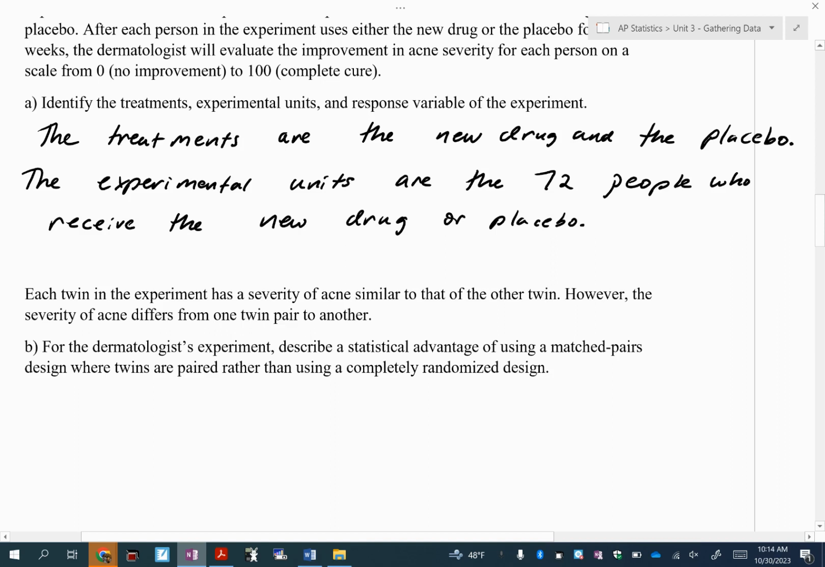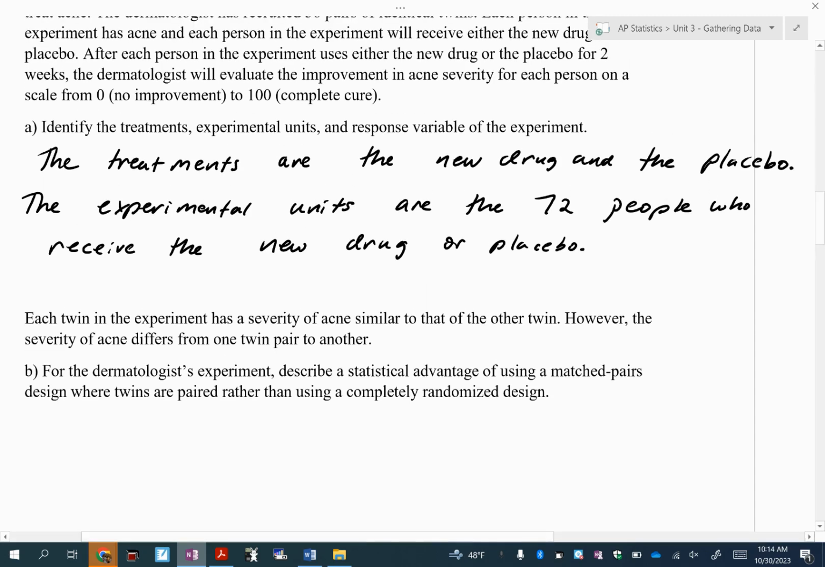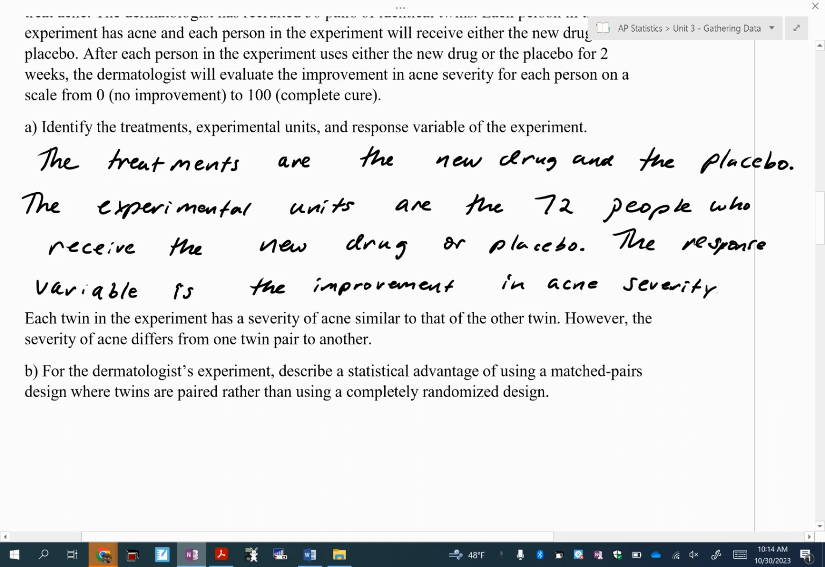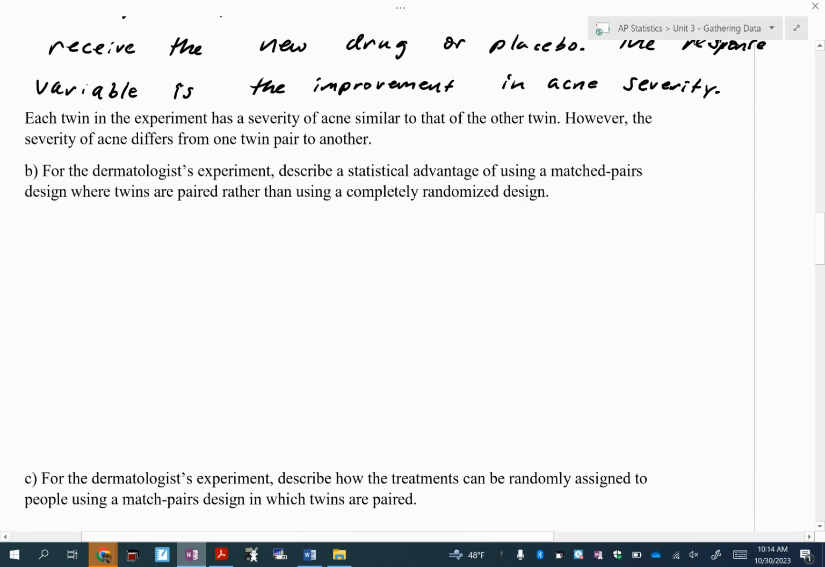And then finally, the response variable. So what are we kind of evaluating? What are we writing down? It mentions at the end of that paragraph, after 2 weeks, the dermatologist will evaluate the improvement in acne severity. So the response variable is the improvement in acne severity. All right, so again, that's just a reminder about the vocab that goes along with this idea of experiments. Okay, part B.